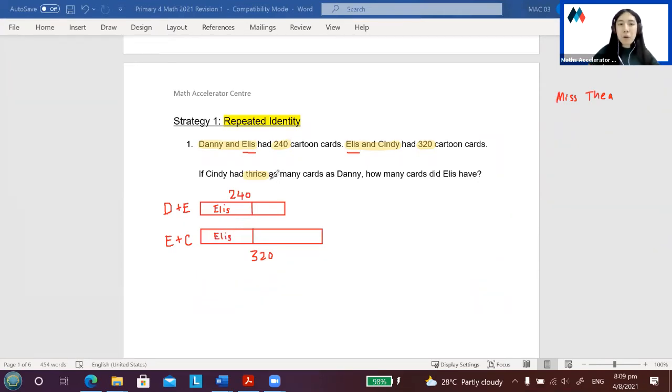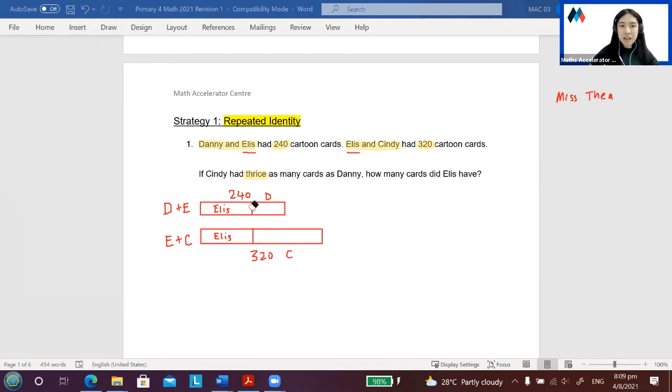Now, here it says Cindy has thrice as many cards as Danny. So this should be thrice as much as this, right? Why? Because here is Danny and Alice, and after you take out Alice, you're just left with Danny. Here is Alice and Cindy. So after you take out Alice, you're just left with Cindy.